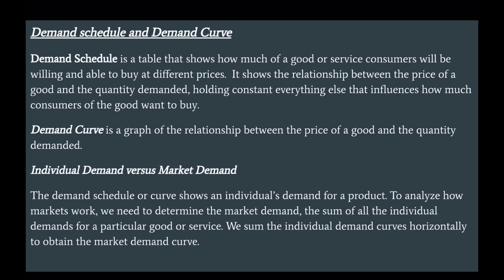Demand schedule and demand curve. Demand schedule is a table that shows how much of a good or service consumers will be willing and able to buy at different prices. It shows the relationship between the price of a good and the quantity demanded, holding constant everything else that influences how much consumers of the good want to buy. Demand curve is a graph of the relationship between the price of the good and the quantity demanded. Individual demand versus market demand. The demand schedule or curve shows an individual's demand for the product. To analyze how markets work, we need to determine the market demand, the sum of all the individual demands for a particular good or service. We sum the individual demand curves horizontally to obtain the market demand curve.